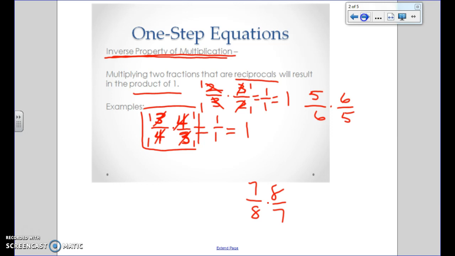5/6, same way: reduce, reduce, cross reduce, cross reduce. And again, you get 1 over 1, which is really 1. Or 7/8: reduce, reduce, cross reduce, cross reduce. And again, we get 1. This holds true for any inverses or reciprocals. When you multiply them, it equals 1. We're going to use this strategy in a second to help us solve these one-step equations.